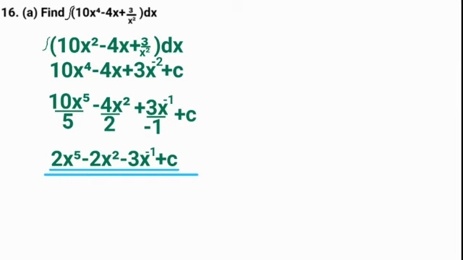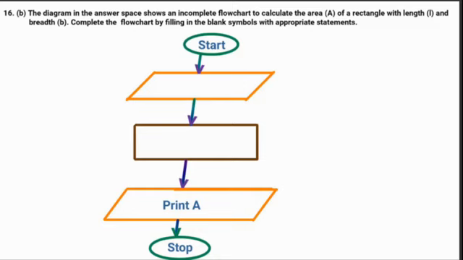Otherwise, let's go to the next question. Question 16b: the diagram in the answer space shows an incomplete flowchart to calculate the area of a rectangle with length L and breadth B. Complete the flowchart by filling in the blank symbols with the appropriate statements.